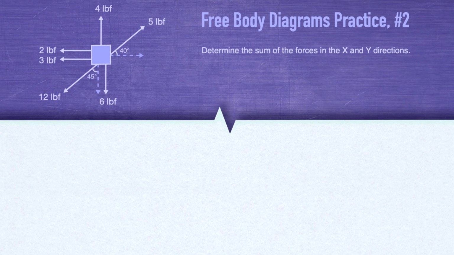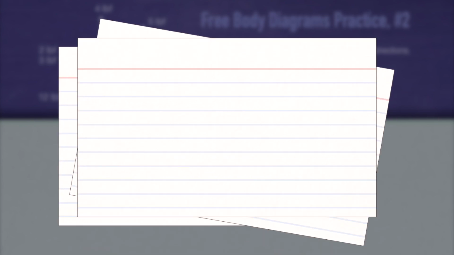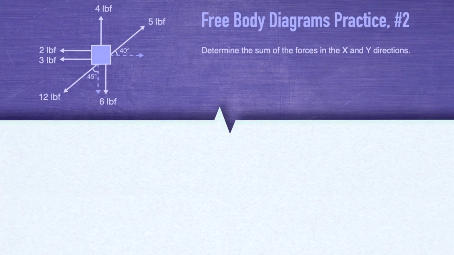Here's question number 2. Determine the sum of the forces in the x and y directions. This is basically the same premise as the last question, except now we're going to be solving for the x components, which is left to right, and the y components, which is up and down. So the first thing you'll notice is that there's 2 forces here, the 5-pound force and the 12-pound force, that do not act up, down, left, or right.